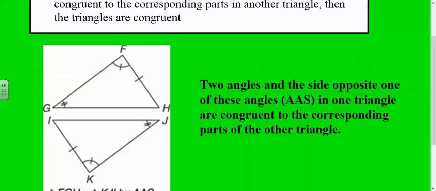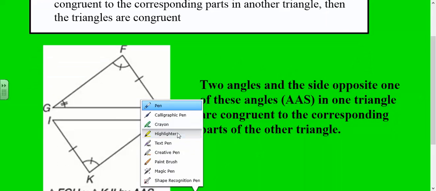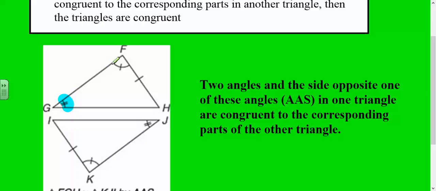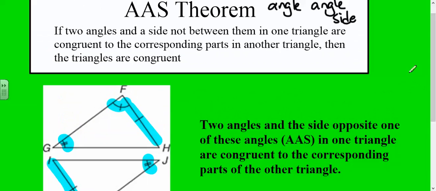So what you see here is if you're going around the triangle again, you're going to have an angle and then an angle, and then you're going to have a side. And it needs to be in the same order. See, 2 and 1. So 2 and 1 and then the side. So angle, angle, side, angle, angle, side. And then those two would be congruent. So that's AAS, angle, angle, side.